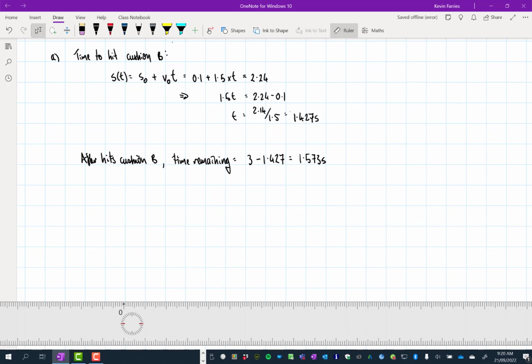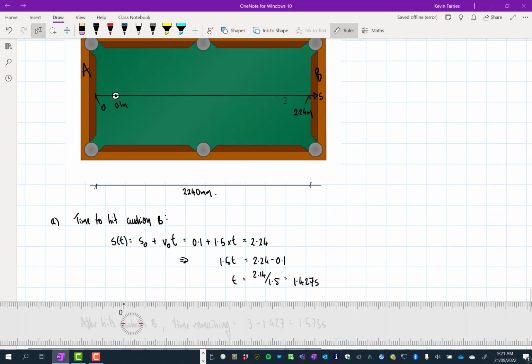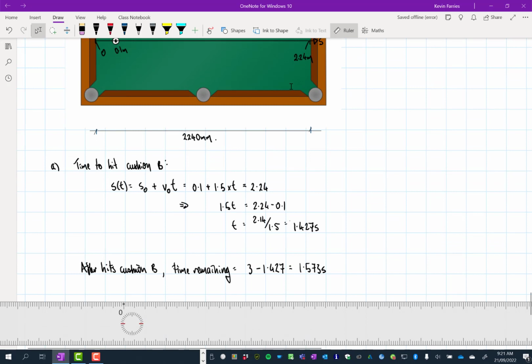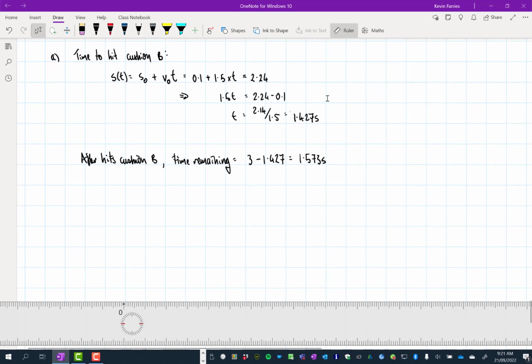So now what's happening? We need a new equation for this because it's changed. We've got a new stage of this motion. And for this stage of the motion, we're starting at a displacement of 2.24 meters. It'll be interesting to see what happens here. See if it gets back to cushion A or not. So let's just see what happens.